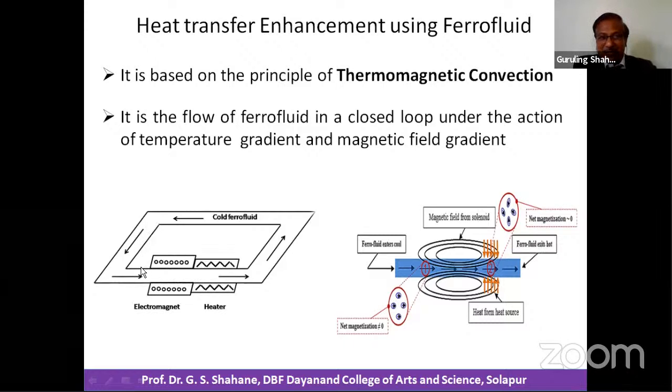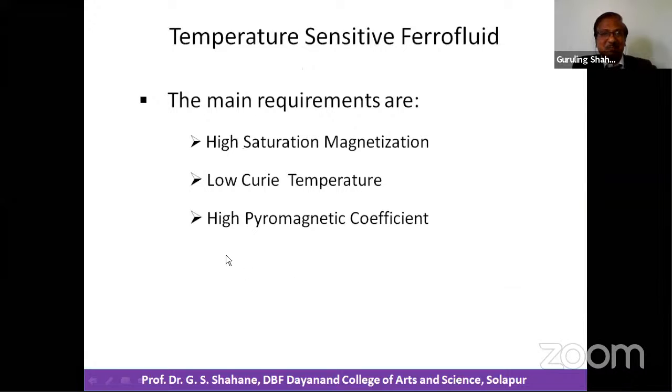This cold ferrofluid will again take the heat and move in this direction. Here we have to use a heat exchanger, which can remove that heat. I have not shown it in this figure, but here is the heat exchanger. We can remove that heat here. So without using any external energy source, we can circulate that fluid, which can remove the heat. We call it thermomagnetic convection.